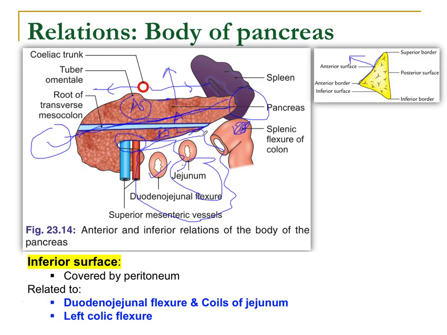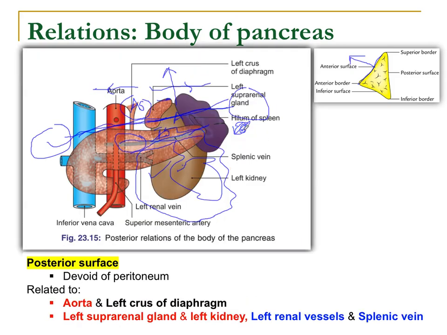As well as the mesocolon you can see here in the anterior border. And here in the inferior surface, you will find the duodenojejunal flexure, coils of jejunum, and you will also find the splenic flexure, or we also call it the left colic flexure.